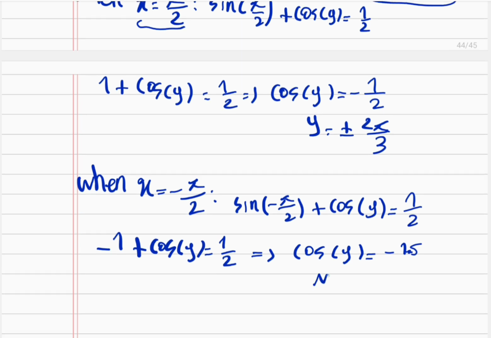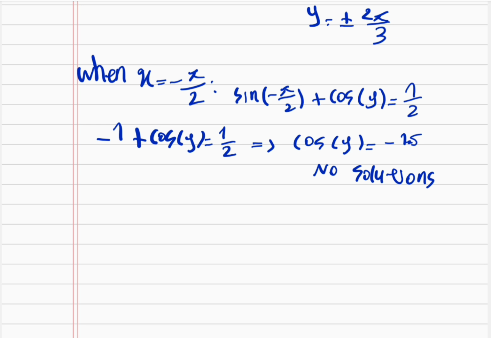And this doesn't have any solutions, because remember that the output of the cos and sin functions is always between minus 1 and 1. But in this case, the output is minus 1.5, which is less than minus 1. So this equation doesn't have any solutions. That simply means that we don't have any stationary points with an x coordinate of minus pi over 2, because there are no corresponding y coordinates. And that only leaves us with the two stationary points.